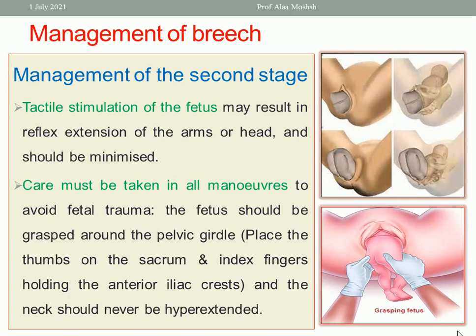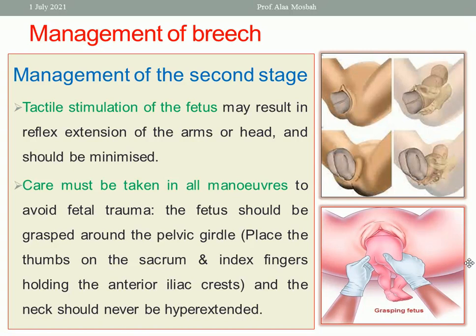Fetus should be grasped around the pelvic girdle, as you see in the picture. Place the thumb on the sacrum and the other finger on the anterior iliac crest. This is how to hold the baby. Don't hold the baby from soft tissue, only from the pelvis, hip bone, and sacrum. Okay? So you hold from this bone, not from soft tissue, so as not to injure any organ. And the neck should never be hyperextended. This is very important also.